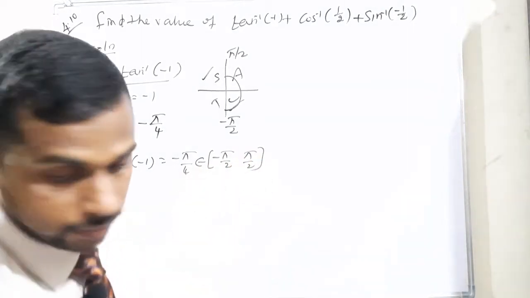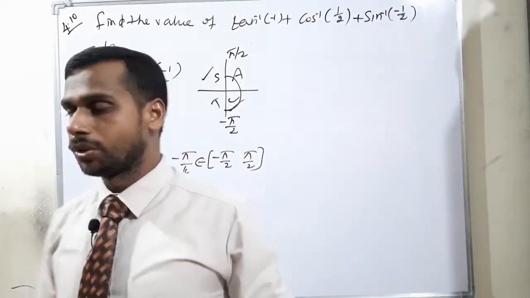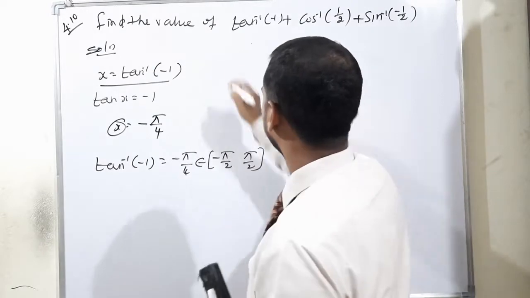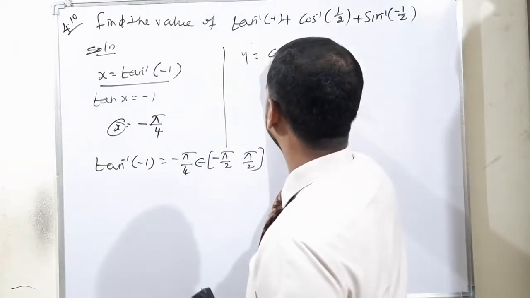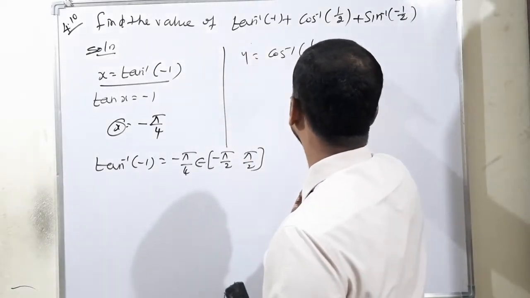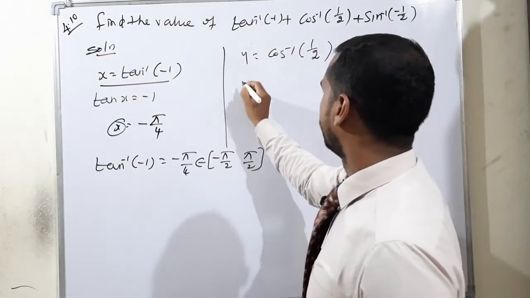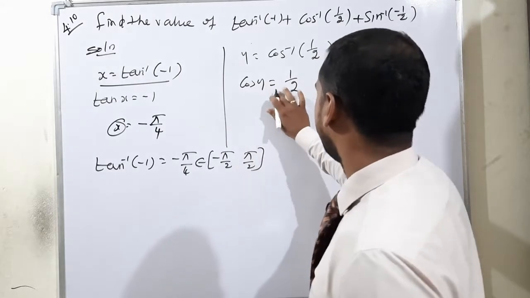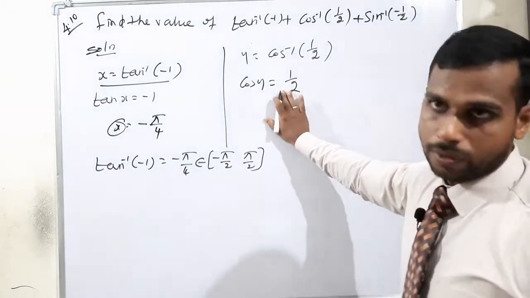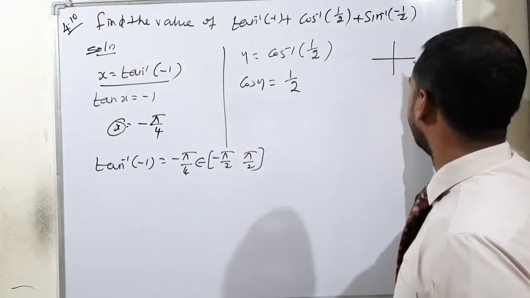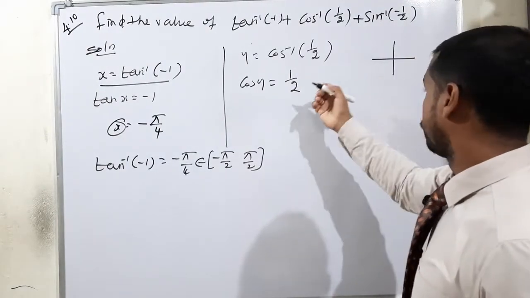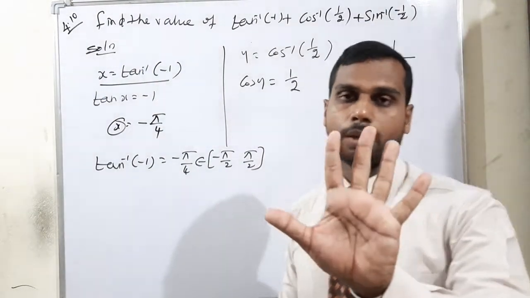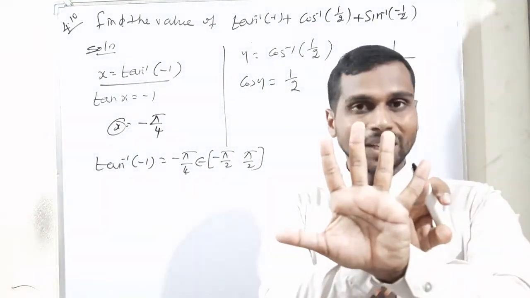Moving to the second term, cos inverse of positive 1 by 2. So y is equal to cos inverse of positive 1 by 2. Again, cos y is equal to positive 1 by 2. The value will be positive, which means the range of cos is 0 to pi, isn't it? So according to the unit circle, you can check the truth table. What is your truth table? For cos, you have to check the little finger side.